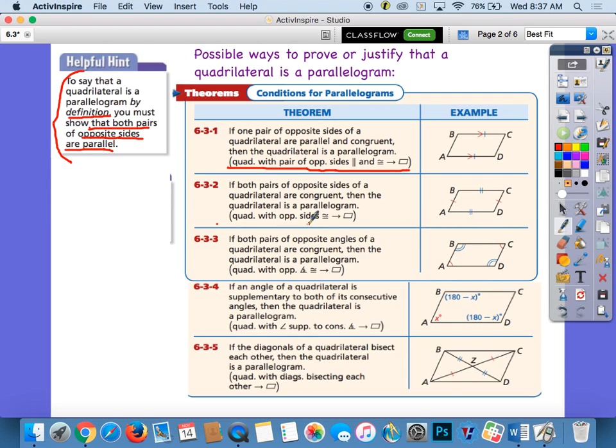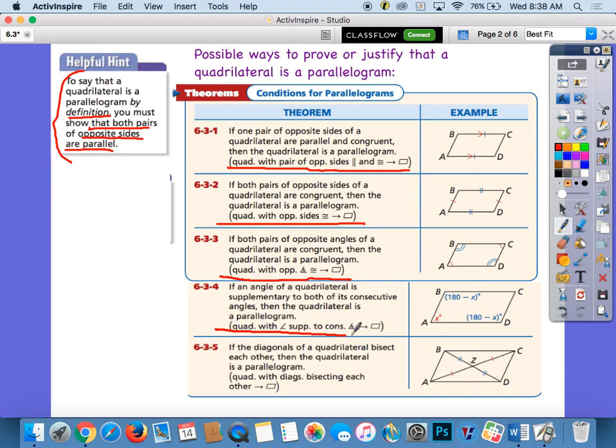Our second way is that if a quadrilateral has opposite sides that are congruent, then it's a parallelogram. So both pairs of opposite sides are congruent. Therefore, quadrilateral ABCD is a parallelogram. If we have a quadrilateral with opposite angles that are congruent, it's a parallelogram. Both pairs of opposite angles are congruent.